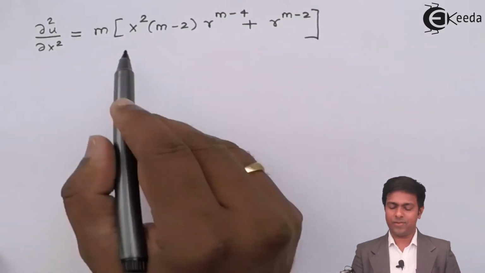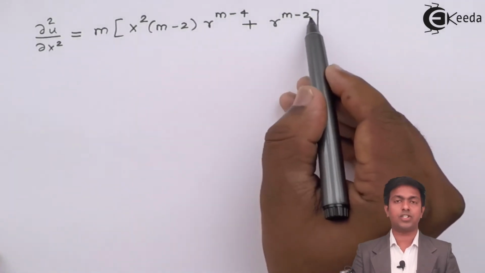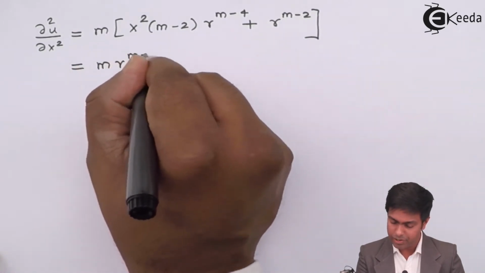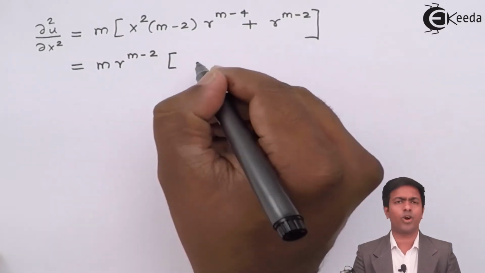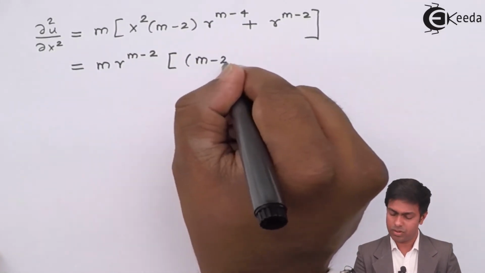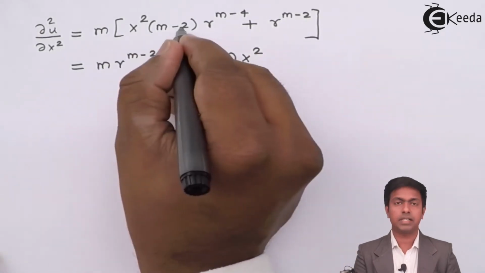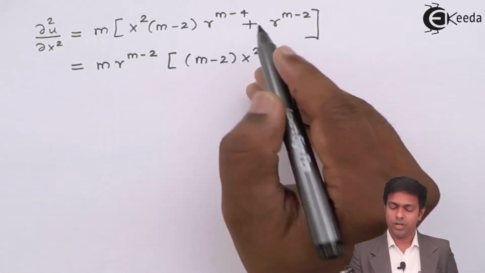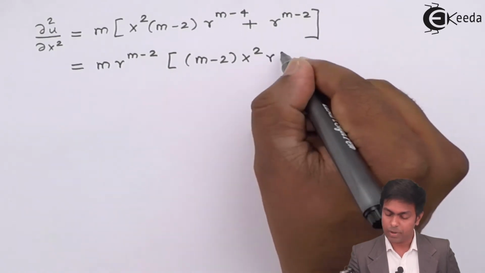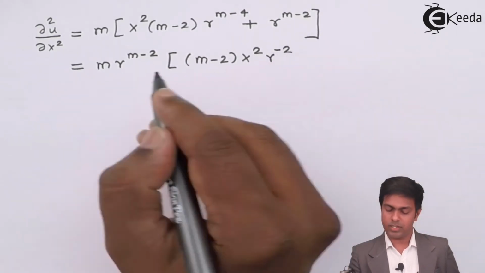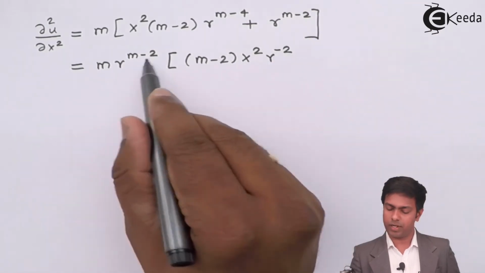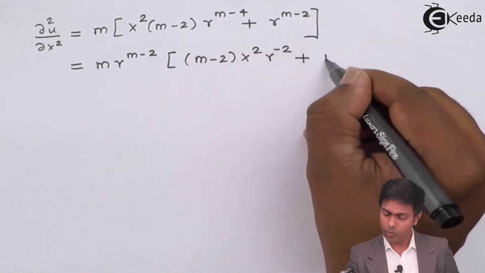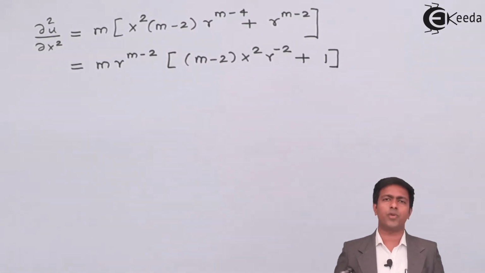Now guys, in this value we can take r to the power m minus 2 common from both the terms. So that will become m r to the power m minus 2 outside, and in bracket let's see what remains. From here m minus 2 x square, these two terms, and from here, since I have taken r to the power m minus 2 outside, we will get r to the power minus 2, because r to the power m minus 2 and r to the power minus 2 will become r to the power m minus 4. Next, plus from here only 1 will remain. So guys, this is the value of del square u by del x square.